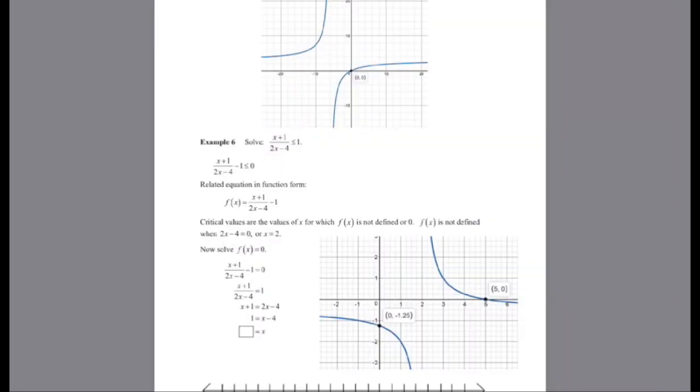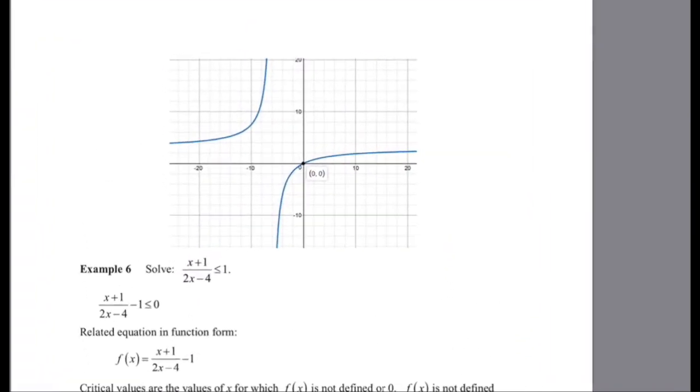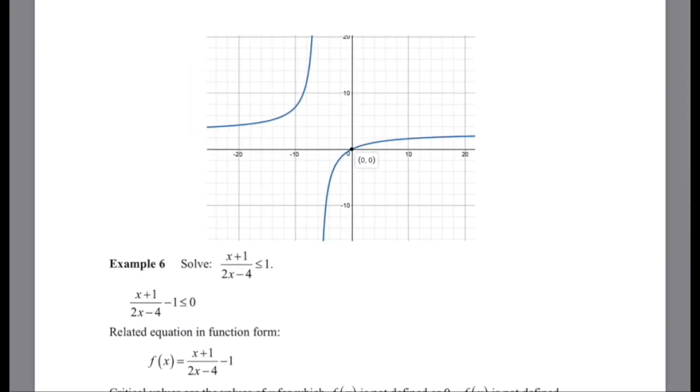So what would that graph look like? Here's our graph, and only in between -6 and 0, so this area here. -6 just happens to be an asymptote for us, so it won't actually be included, which is why we use less than. So in between here, our graph is less than 0.